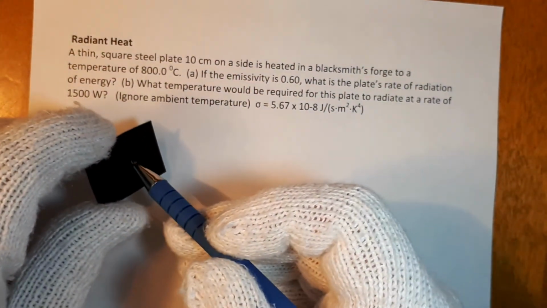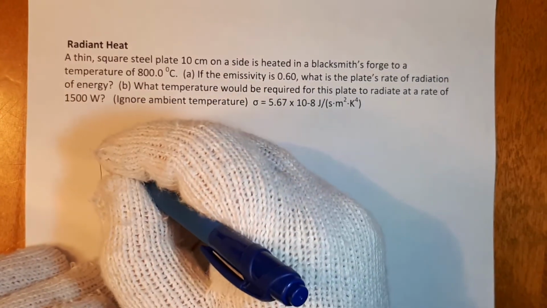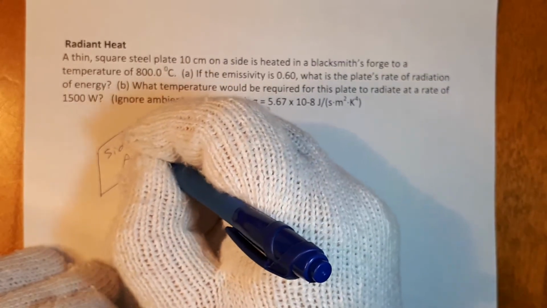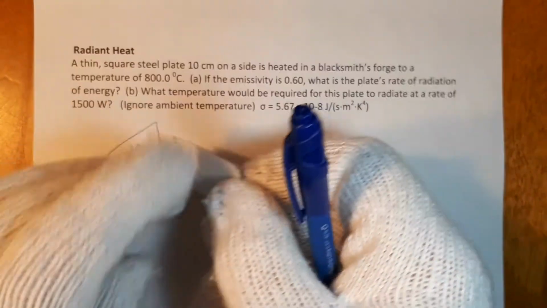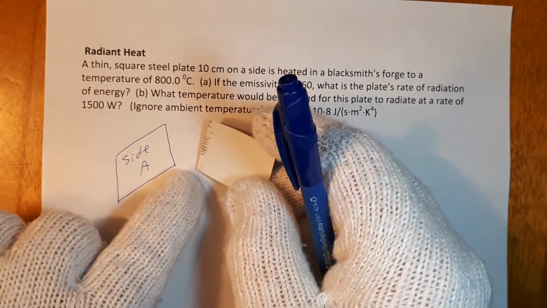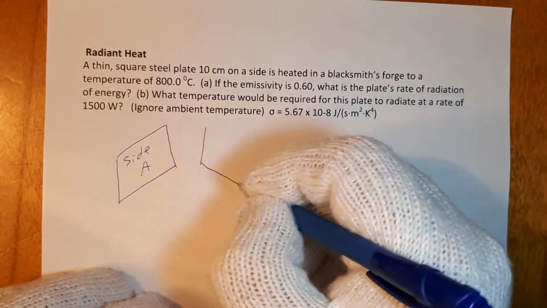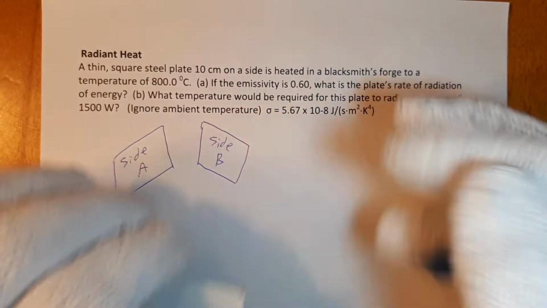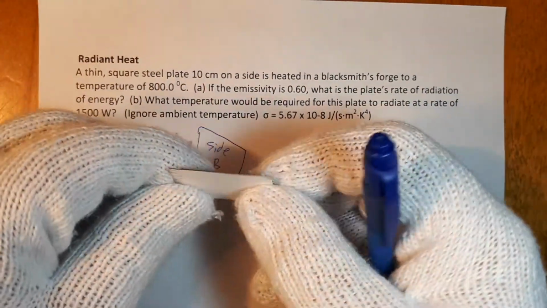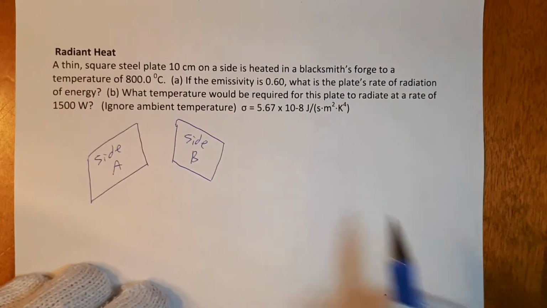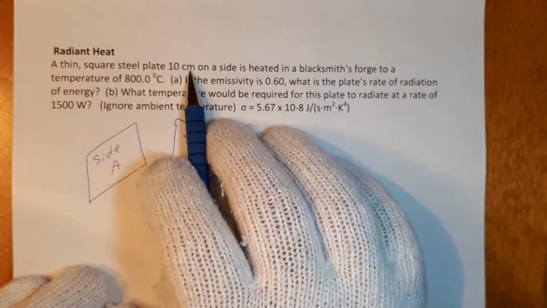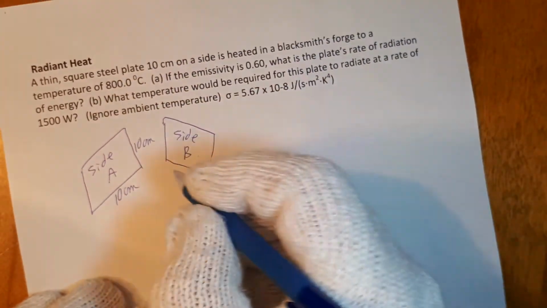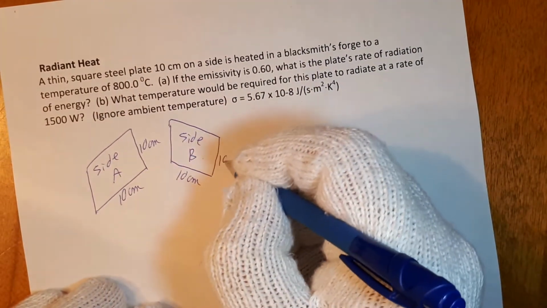I'm going to draw one side here on the page. And we'll consider this surface A, or side A. And if I flip it over to the other side, I'm going to consider this one here to be side B. And we're going to ignore the thickness. This particular piece is 10 centimeters long per side. 10 centimeters that way, 10 centimeters that way, and 10 and 10.